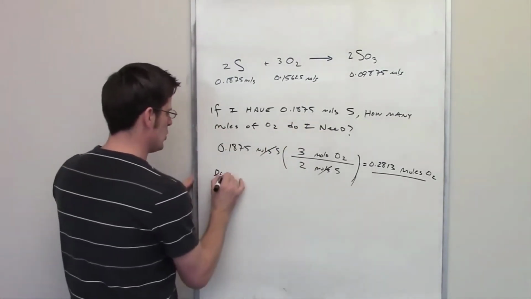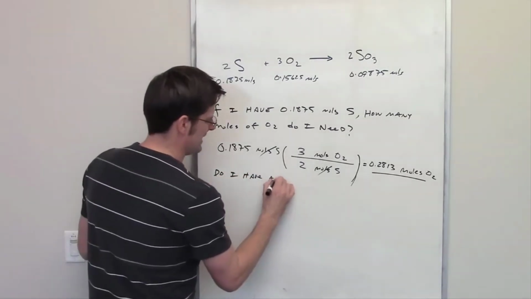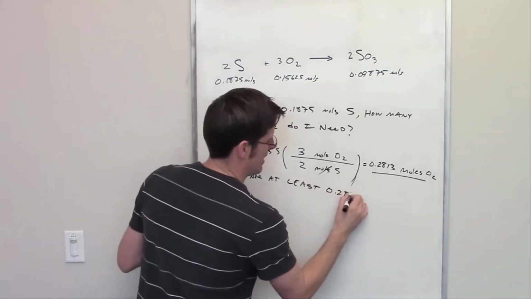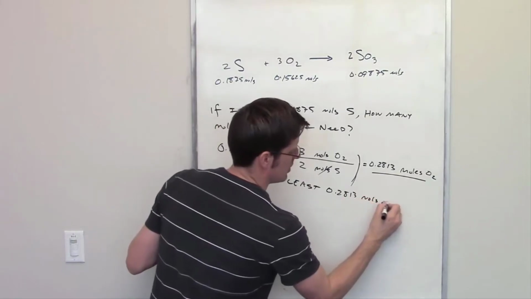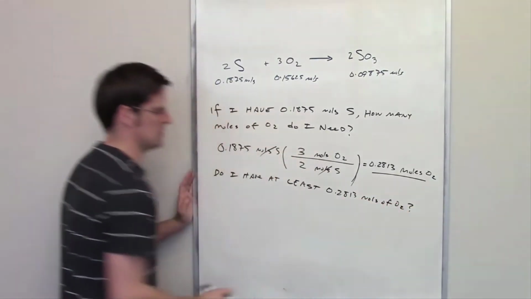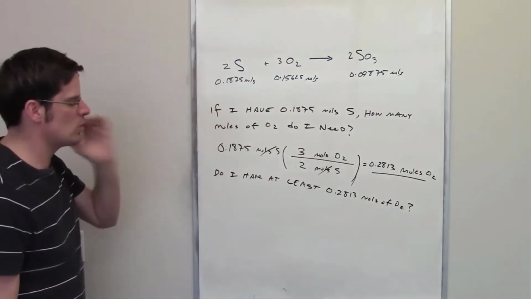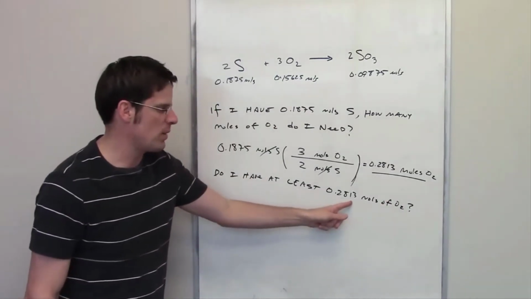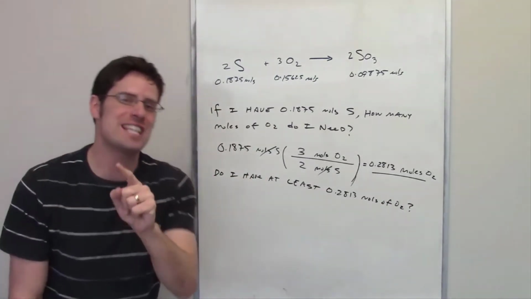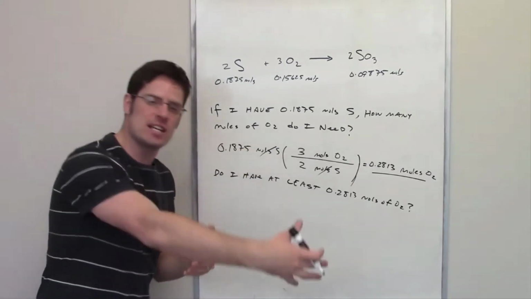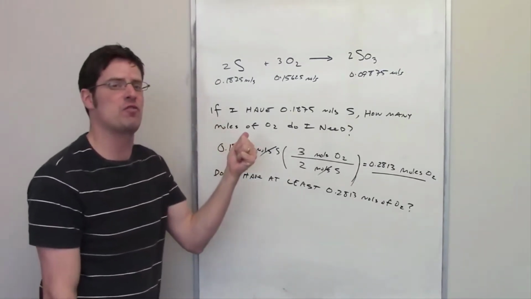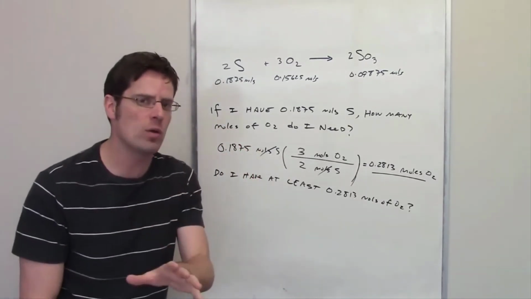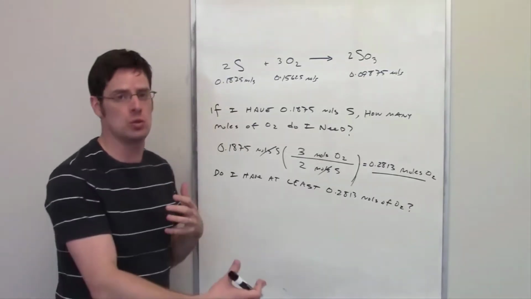So the next question is this. Do I have at least 0.2813 moles of O2? That is the very next question I ask. In this equation, do I have at least 0.2813 moles of O2? If the answer is yes, then that means that I've got excess O2 and sulfur will run out first. If the answer is no, then that means I don't have enough O2. O2 will run out first.